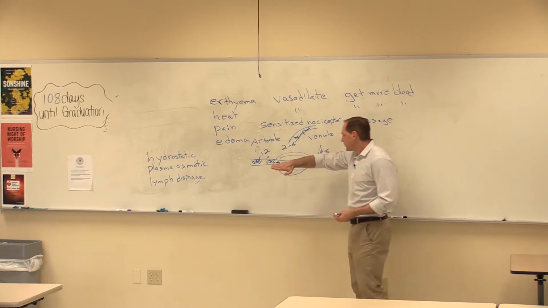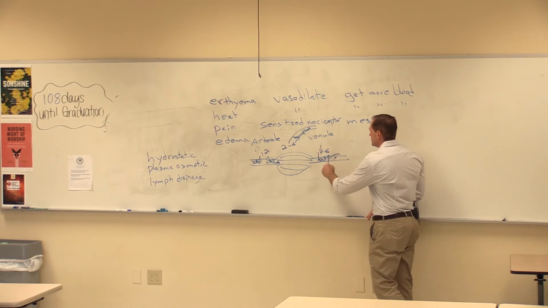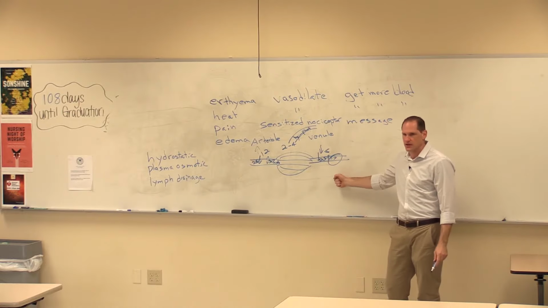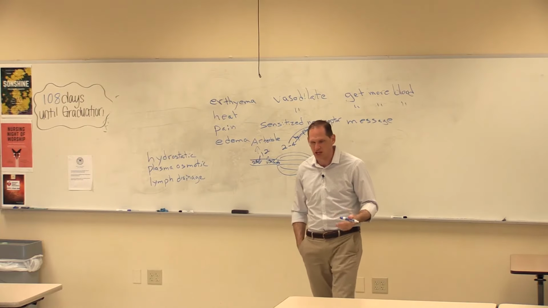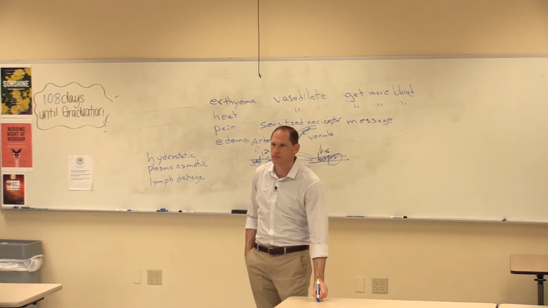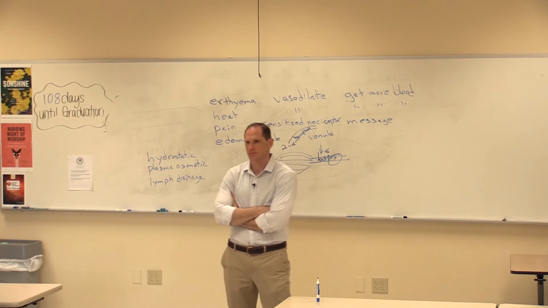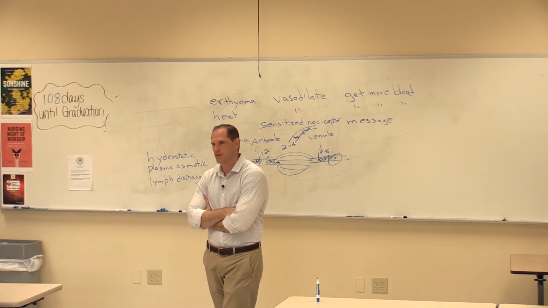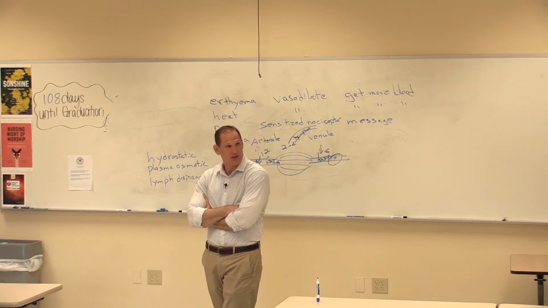Now, the major thing that changes with hydrostatic pressure is usually you change this number over on the venous side. You increase it. Now, how could you increase venous pressure? Okay, more blood volume is one, and give me another one. Crossing your legs? Really? Crossing your legs?